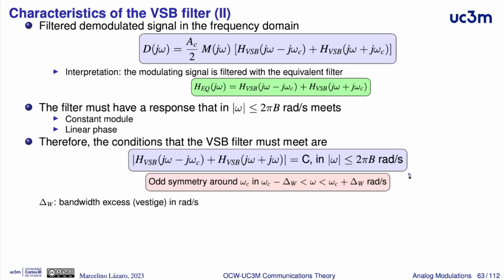This means that the addition of these two replicas must have a constant modulus in the bandwidth of the modulating signal. In the initial frequency response of the filters, this means that an odd symmetry around omega c must be necessary in the interval between omega c minus the vestige and omega c plus the vestige, in the interval where we have the transition from 0 to 1 or from 1 to 0. And delta W is the bandwidth excess or the vestige expressed in radians per second.